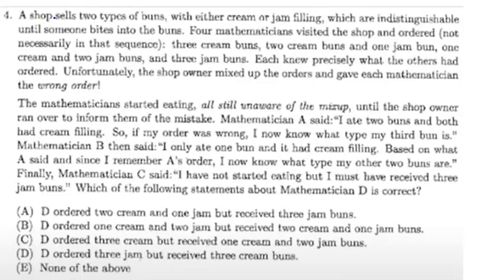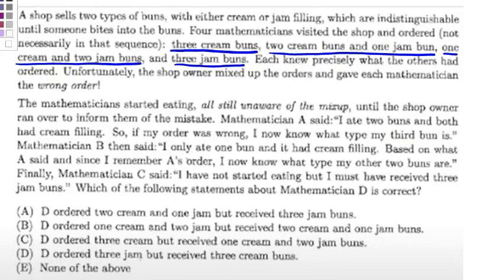Problem number 4. A shop sells 2 types of buns with either cream or jam filling, which is indistinguishable until someone bites into the buns. 4 mathematicians visited the shop and ordered, not necessarily in that sequence, 3 cream buns. The next one, 2 cream buns and 1 jam bun. The third one, 1 cream and 2 jam buns. And the last, 3 jam buns. Each knew precisely which the others had ordered.